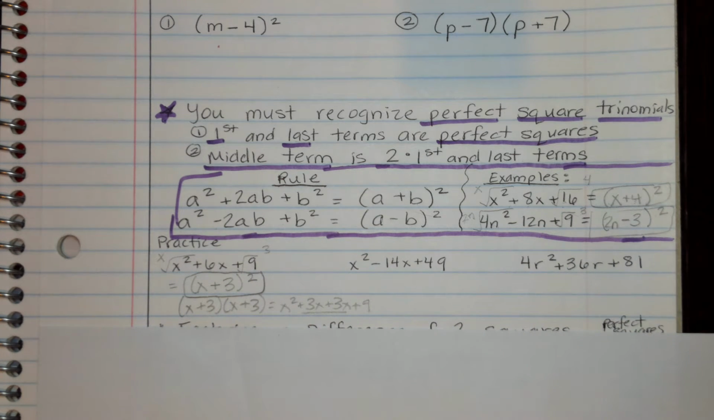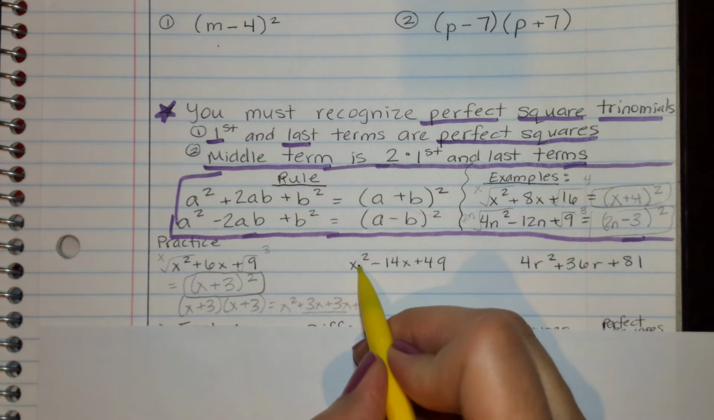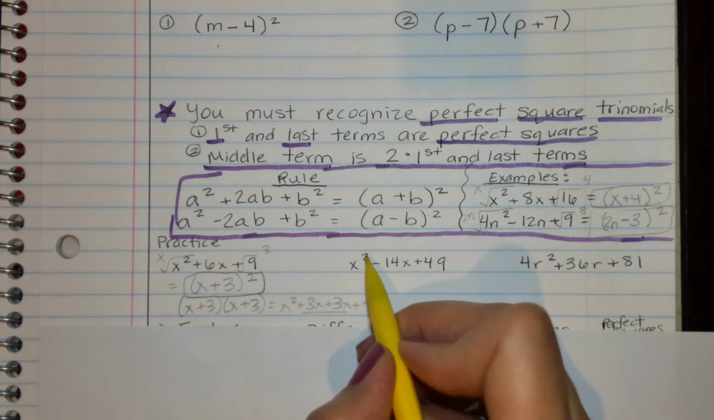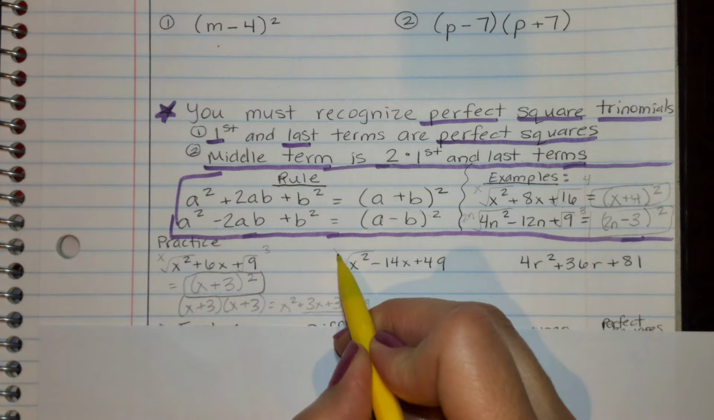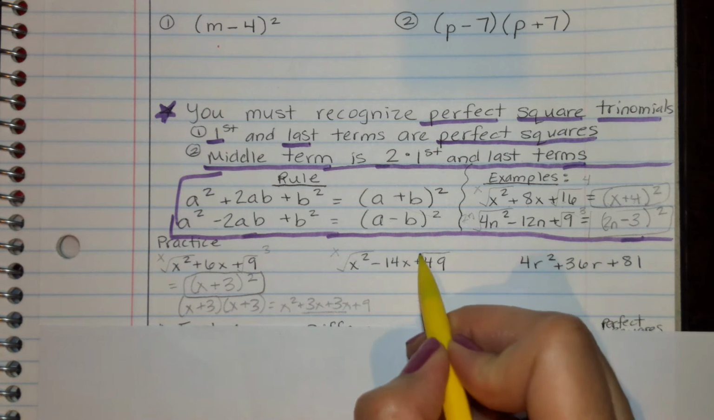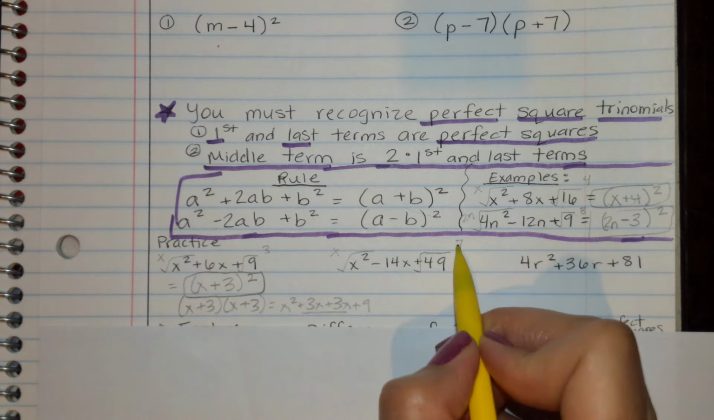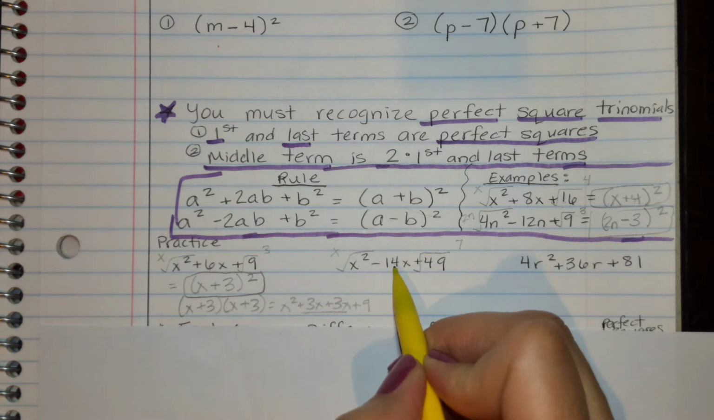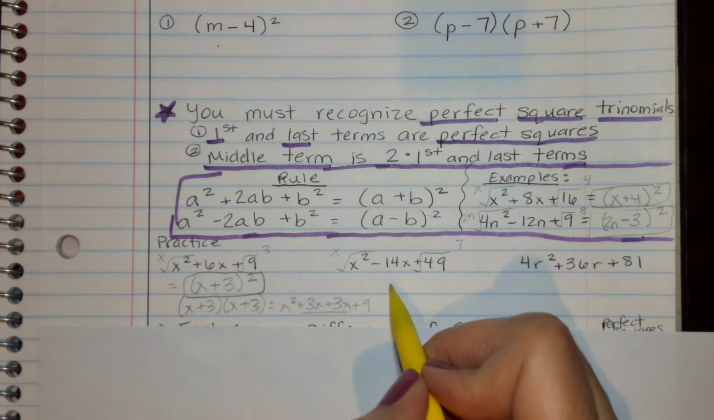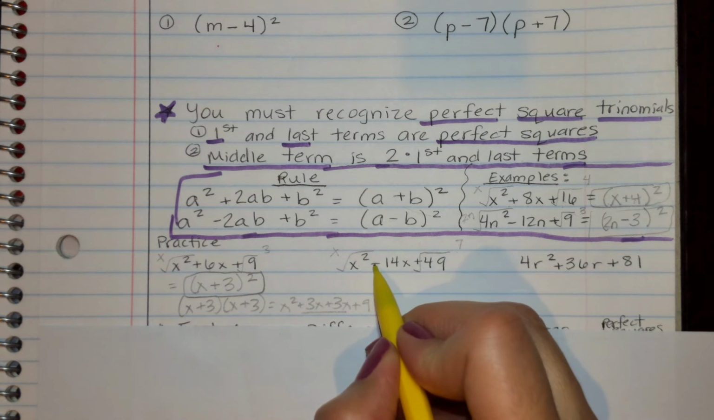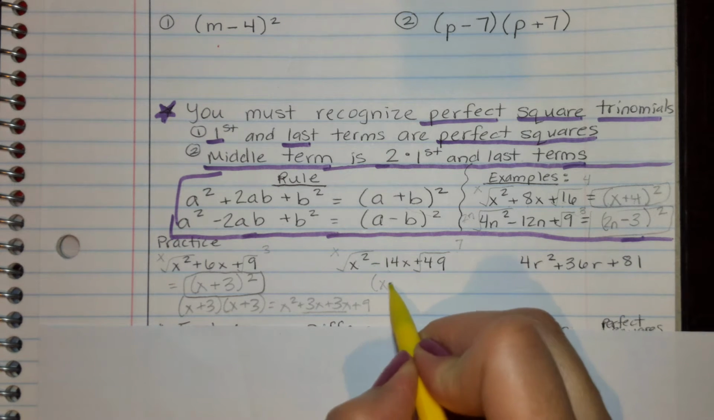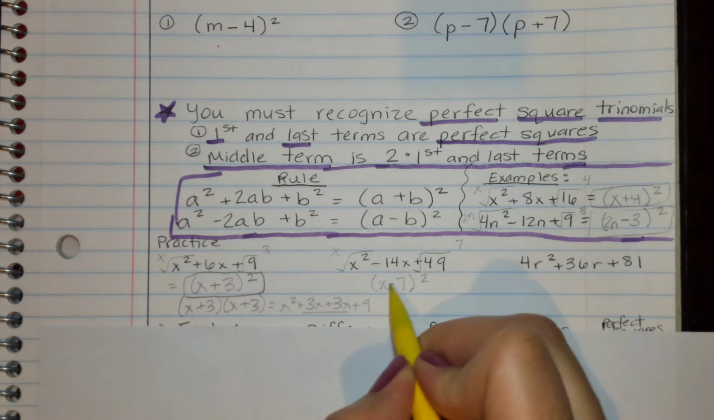All right, next one. So again, check the first and last. They are both perfect squares. Square root of x squared equals x. Square root of 49 equals 7. If you multiply them together and multiply by 2, does that give 14? And yes, it does. 7 times x times 2 is 14x. But I'm noticing that it does have a minus sign, so I have to write x minus 7 squared.